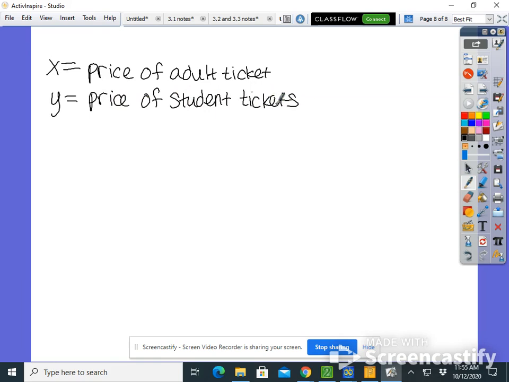So let's read that second sentence. On the first day, how many adult tickets did you sell? So what am I going to do with that? 12 what? I can say that's 12X, because I don't know the cost of it. And then it said, I sold 7 student tickets. So that's going to be 7Y. And how much did I make? $78. Cool.